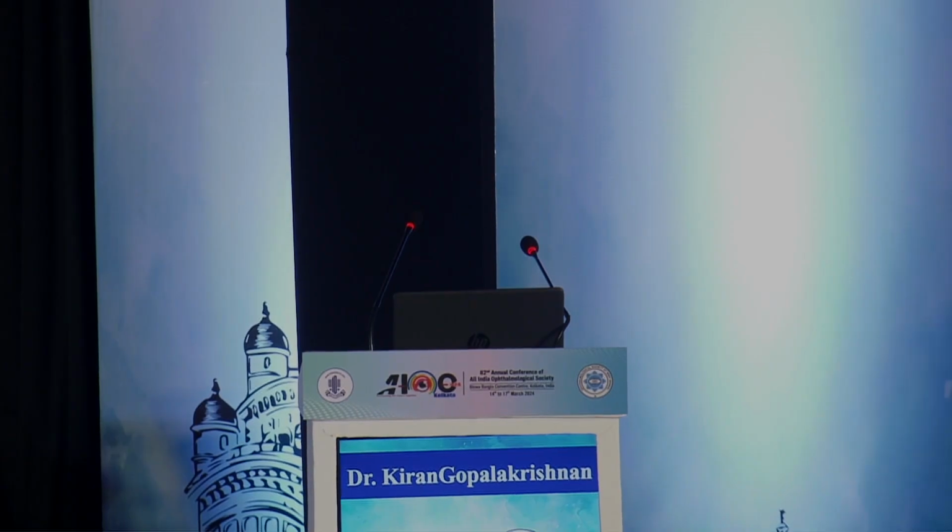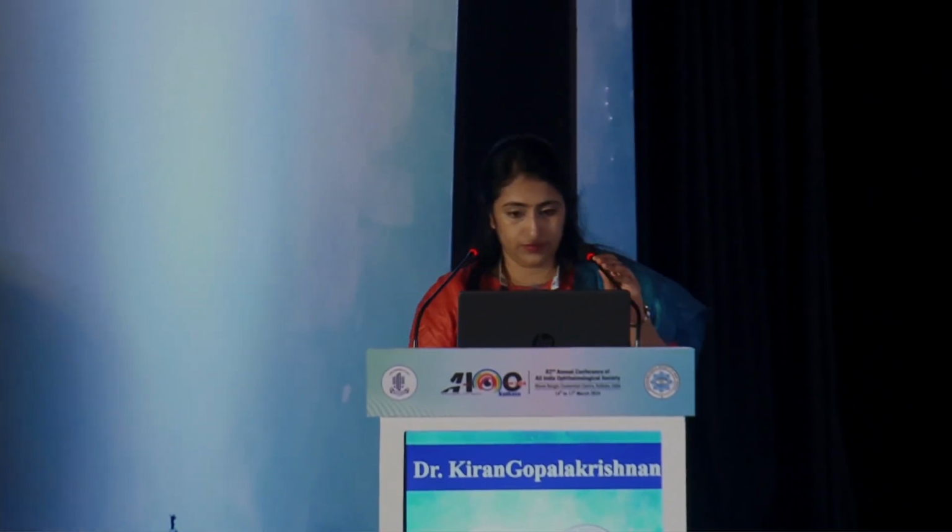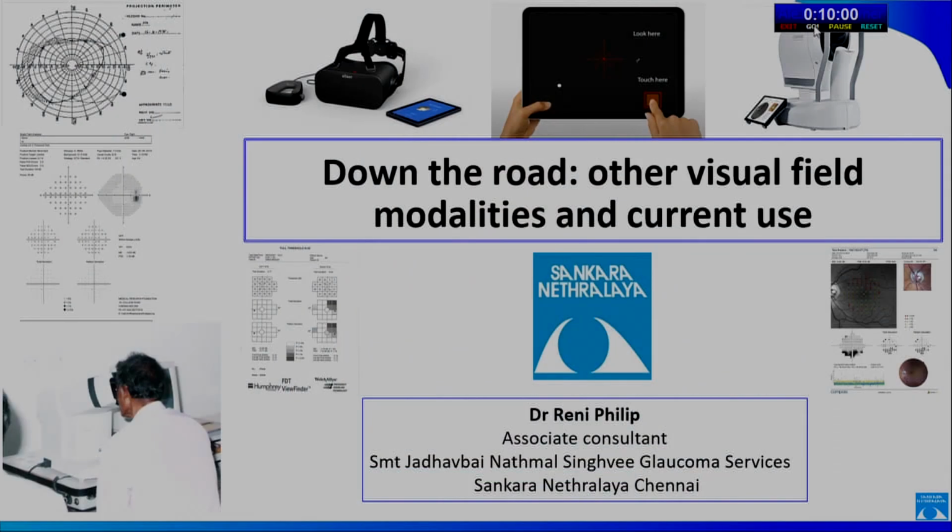The last speaker for today is Dr. Reni Philip, who is currently working as a consultant in Shankar Nethralaya, Chennai. She did her MS from Kottayam, and she's a trained research and clinical fellow from Shankar Nethralaya, and she's awarded the best outgoing fellow as well. She has several publications in various regional, national, and international journals, and she's also a prestigious contributor to the Shields Textbook of Glaucoma, South Asian edition. Over to you, Dr. Reni.